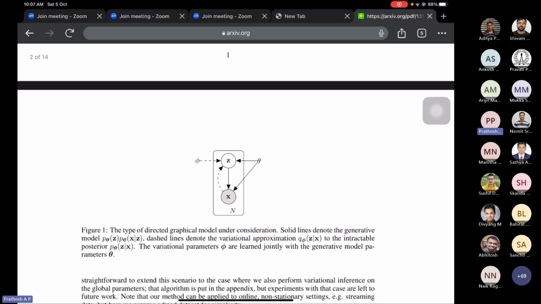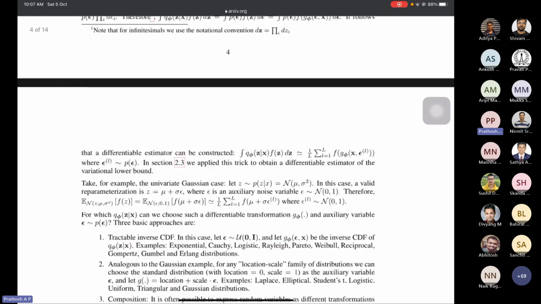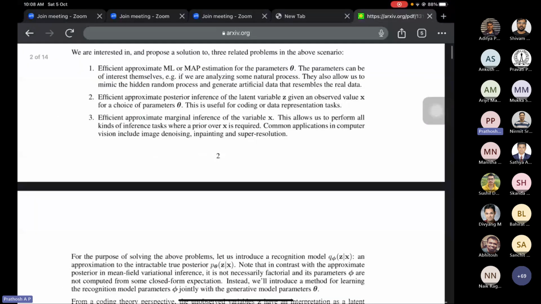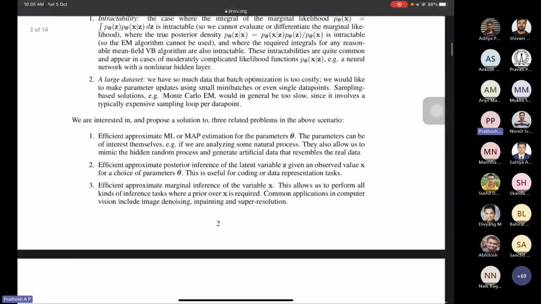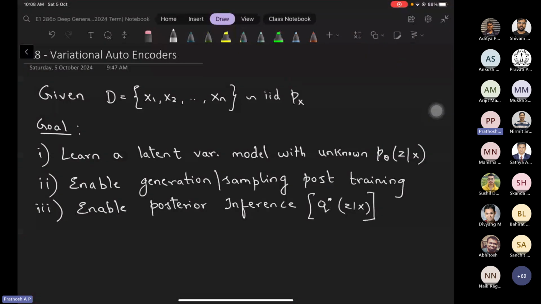So this is that paper, the VAE paper. We'll go into all these details and math in a while. That is what we do in this lecture. But these are the three questions that are of interest, which is to learn a latent variable model with unknown p theta of z given x.